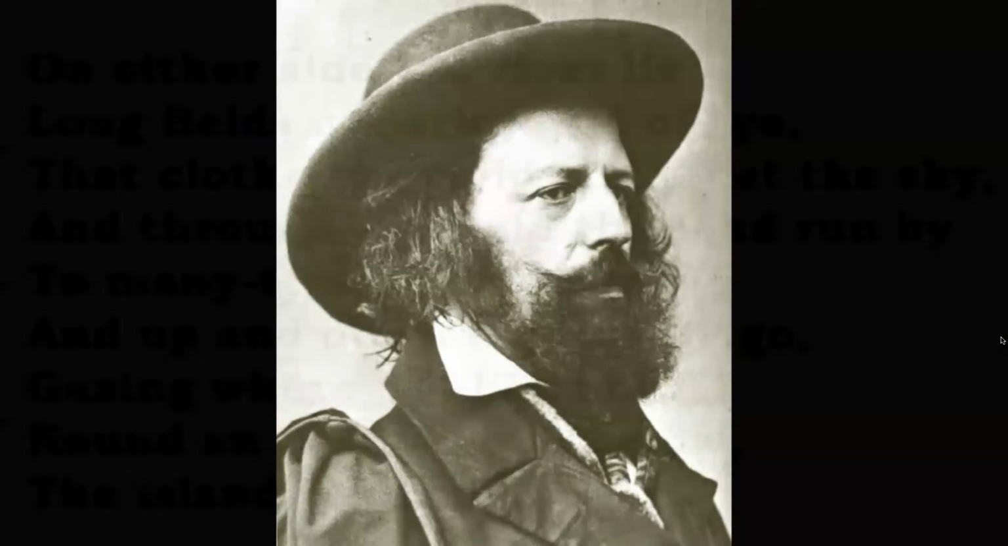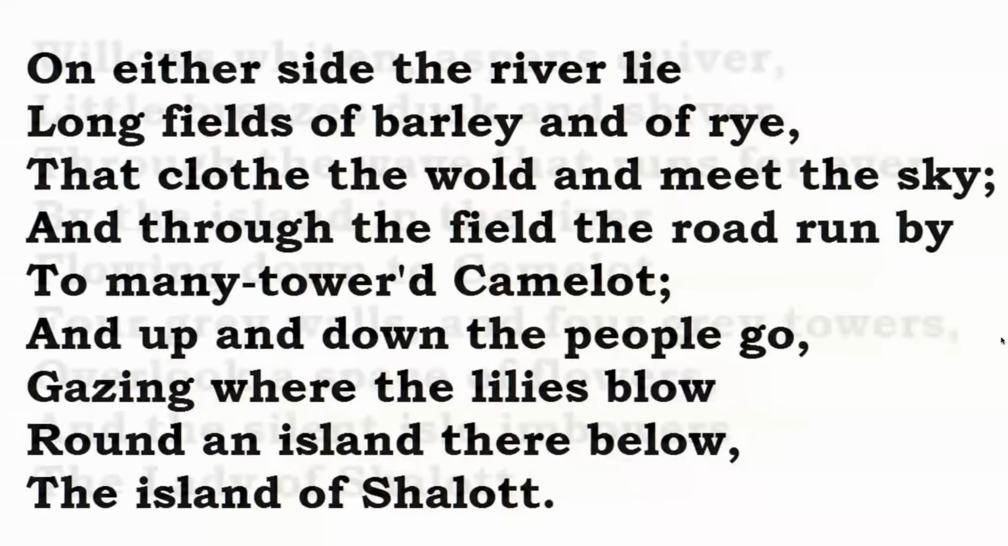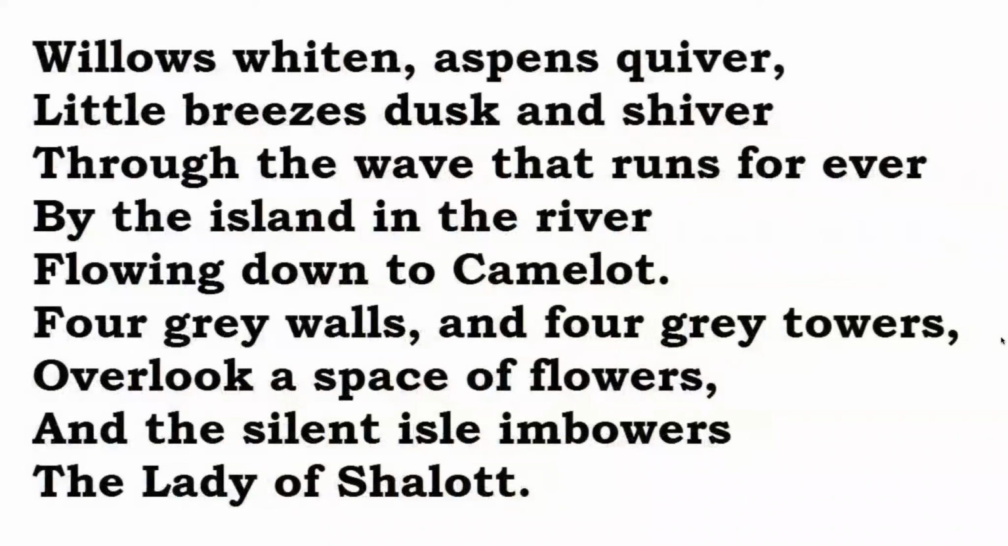On either side the river lie long fields of barley and of rye, that clothe the wold and meet the sky, and through the field the road runs by to many-towered Camelot, and down the people go, gazing where the lilies blow, round an island there below, the island of Shalott. Willows whiten, aspens quiver, little breezes dusk and shiver, through the wave that runs forever, by the island in the river, flowing down to Camelot.